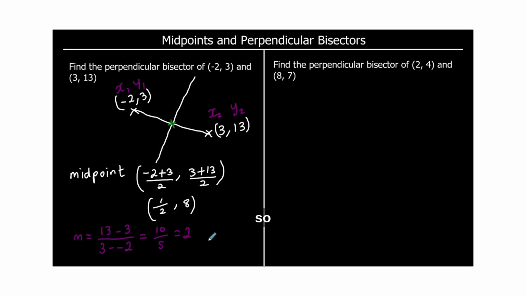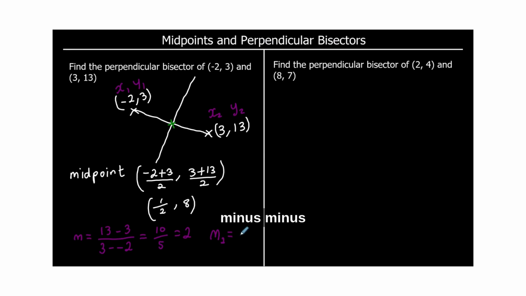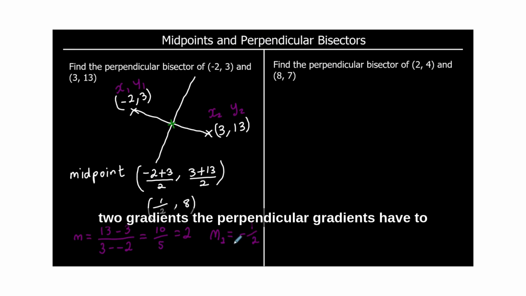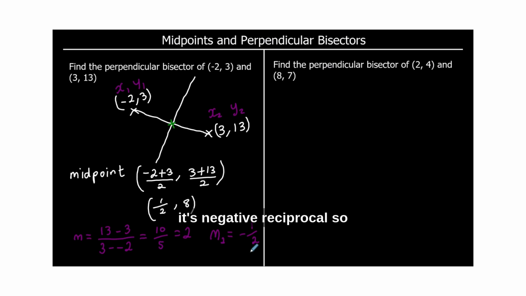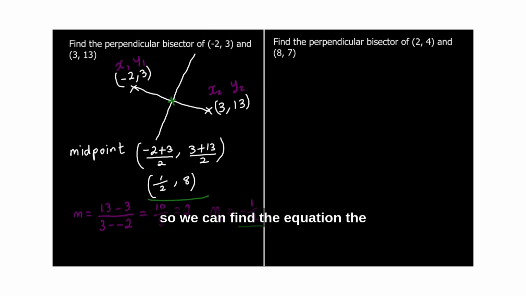The gradient is 2. So the perpendicular gradient is a negative reciprocal. So flip a minus, minus 1/2. The perpendicular gradients have to multiply to give negative 1. It's a negative reciprocal. So now we know the gradient, and we know a point for our line. So we can find the equation.